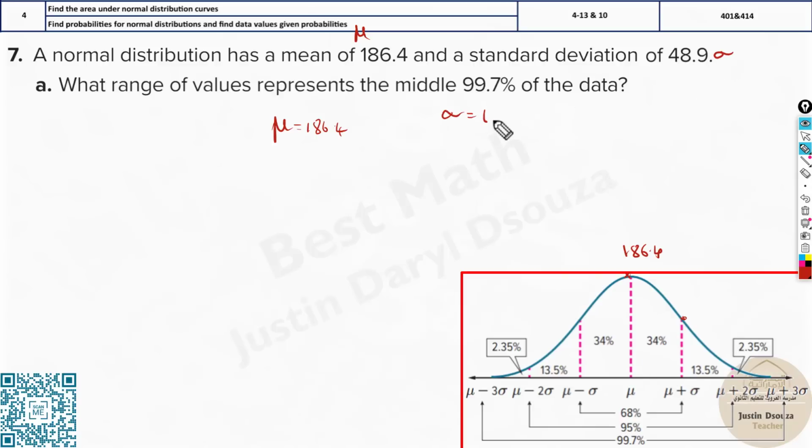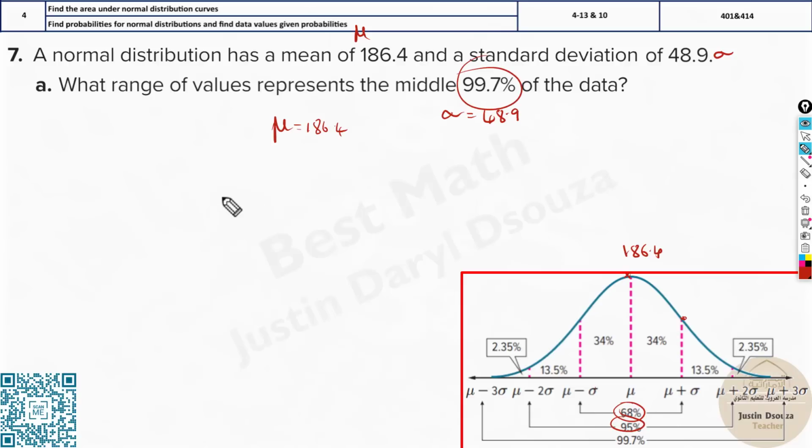Sigma is given as 48.9. Now you need to know the middle part. C over here is given as 68%. If you add one sigma, it is 68% on both sides. If you add and subtract 2 sigmas to mu, then it is 95%. If you add and subtract 3 sigmas, it's 99.7%.